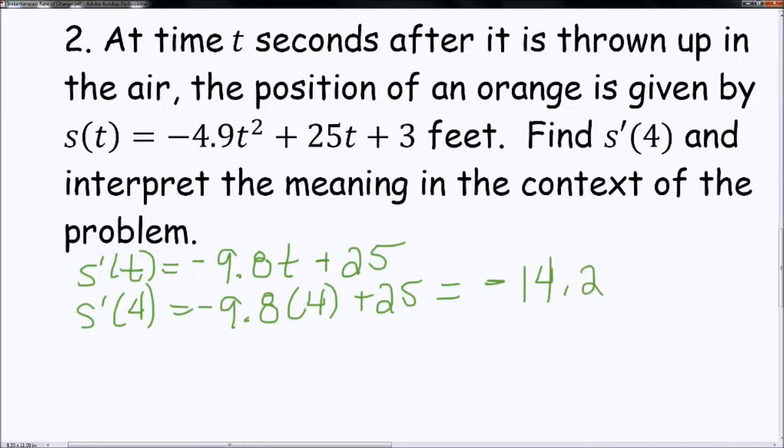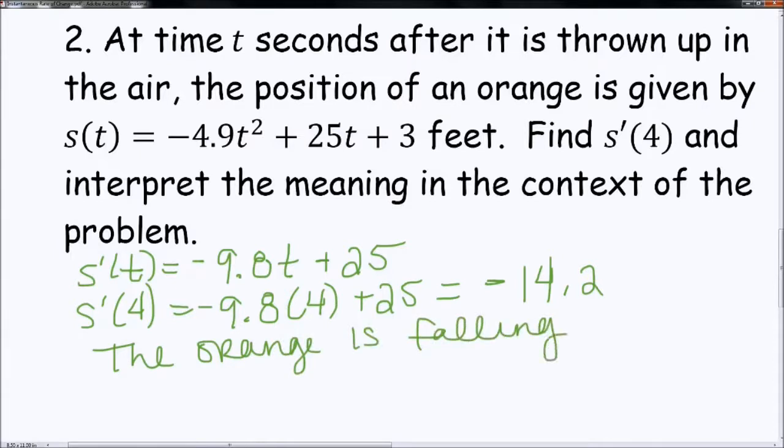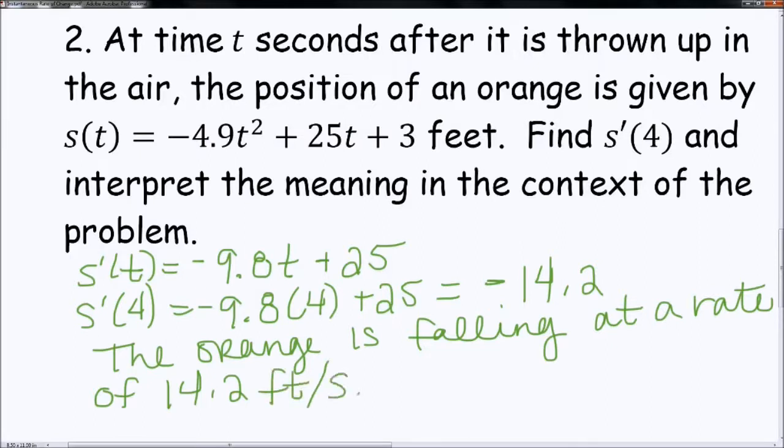Let's see if we can find meaning in this. If it's negative, and it's an orange being thrown up in the air, that means my orange is falling. This is a rate of change. So the orange is falling. I know it's falling because it's negative, at a rate of 14.2 feet per second.